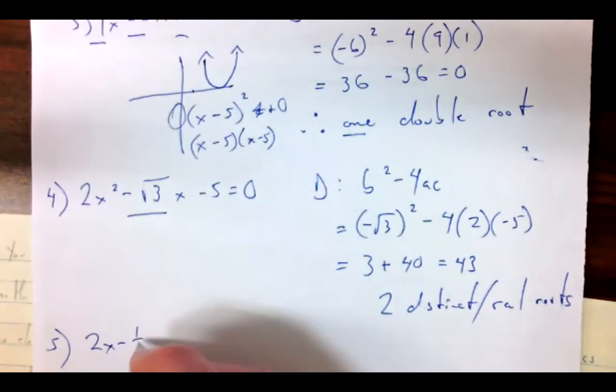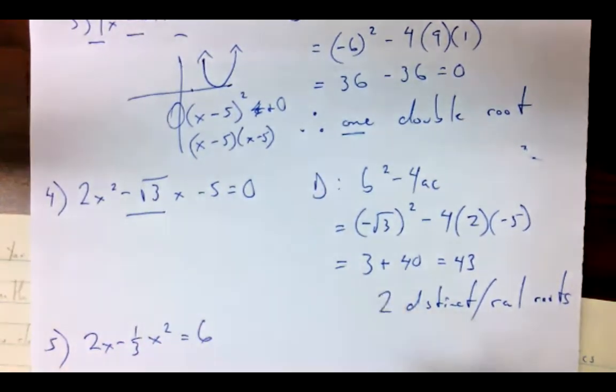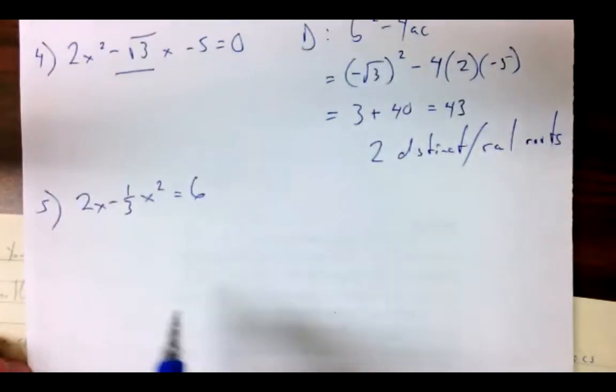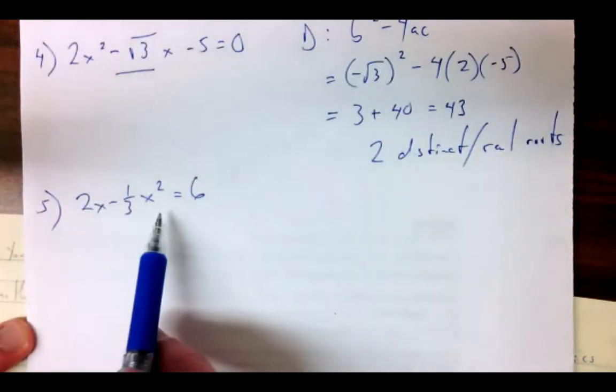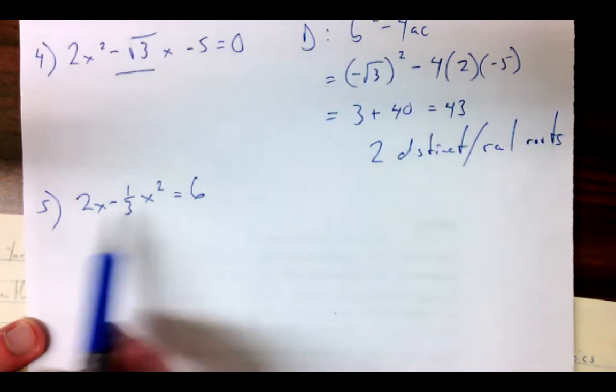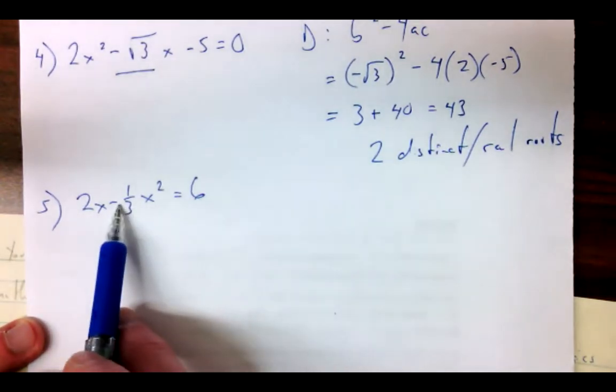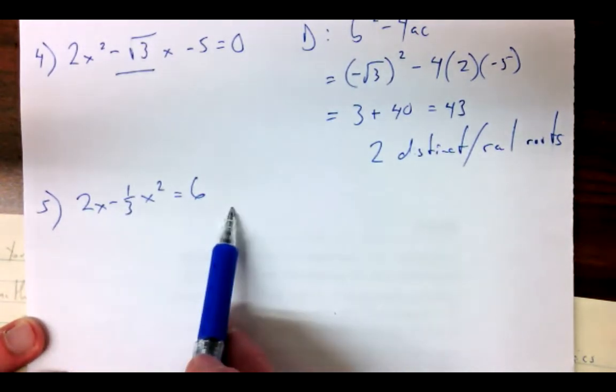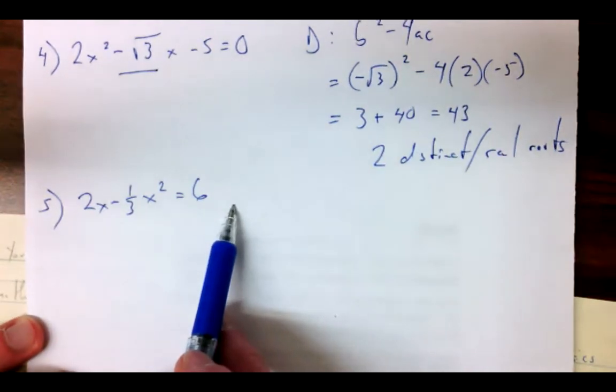2x minus 1/3 x squared equals 6. So firstly, it isn't giving it to us in the ax squared plus bx plus c format, so we have to change that. Two ways we can do this. See how that's a negative in front of our x squared, so we can move it to this side so our leading coefficient is positive.